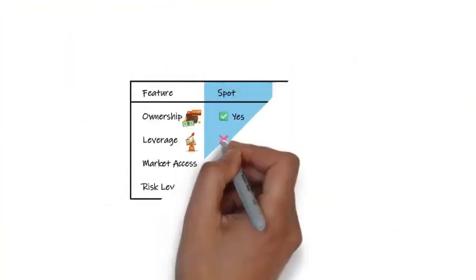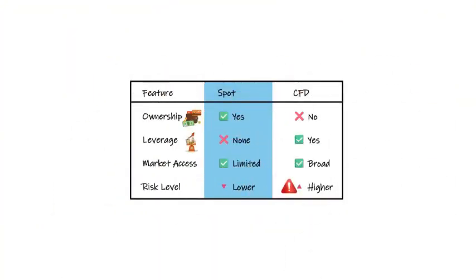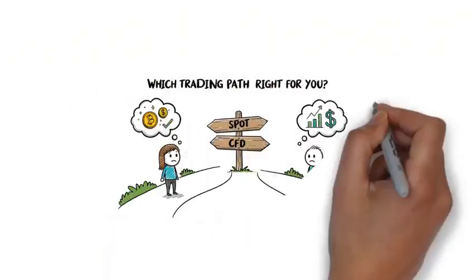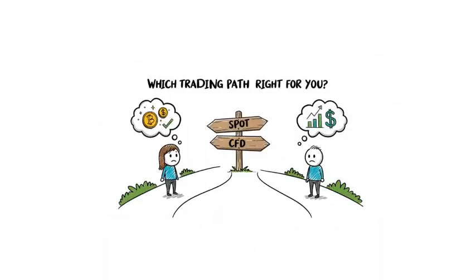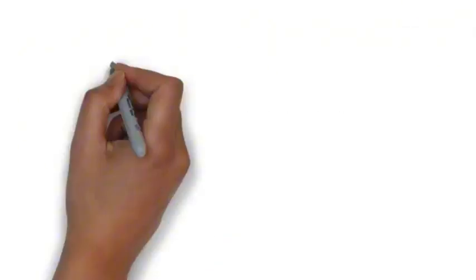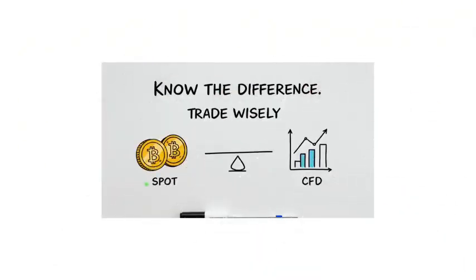Here's a quick comparison. Spot for ownership and lower risk, CFD for flexibility and leverage, but with more risk. If you like long-term investing and owning assets, go with spot. If you prefer short-term moves and understand risk, CFDs might suit you. Whatever you choose, know the difference, and always trade wisely.